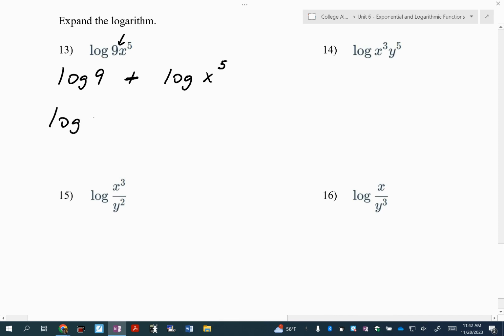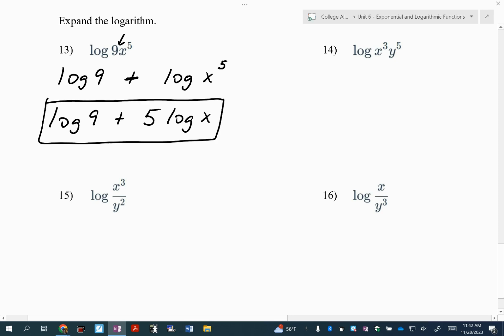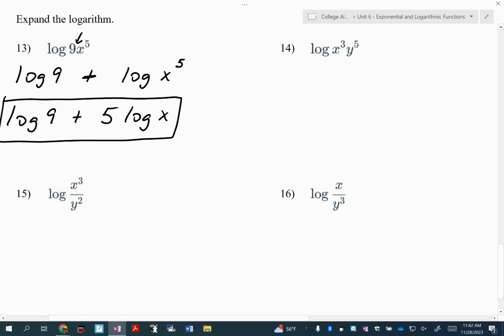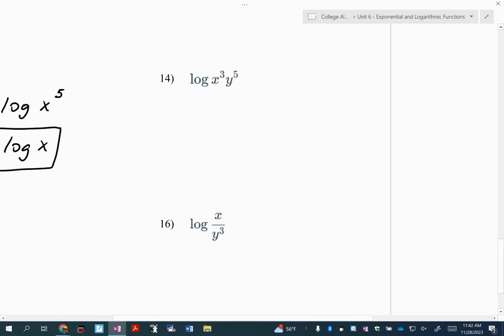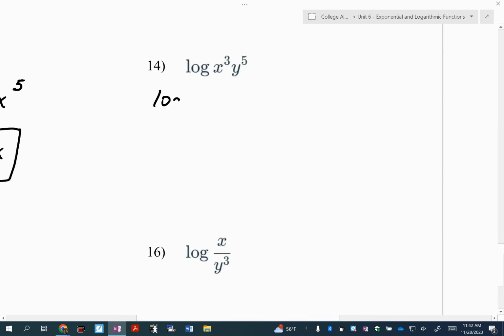And the way you're going to get this to be fully correct is to move that 5 that's in the power to the front of that log. So this is what I'm looking for number 13. 14, same thing. I see multiplication. So split them into 2 logs. So log of x cubed, log of y to the 5th power. It's multiplication, so I'm writing addition. And then move those numbers that are in the exponents to the front, and you'll be finished.